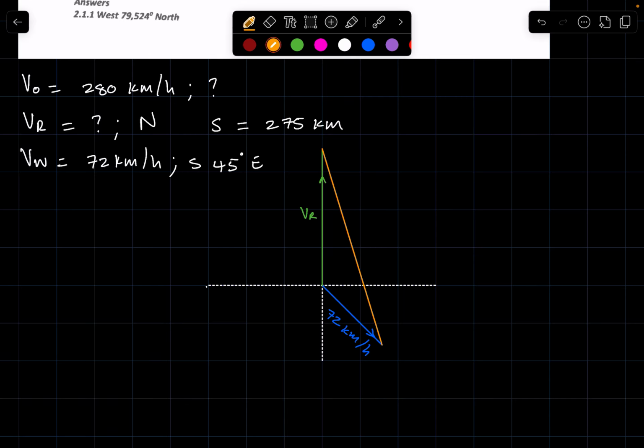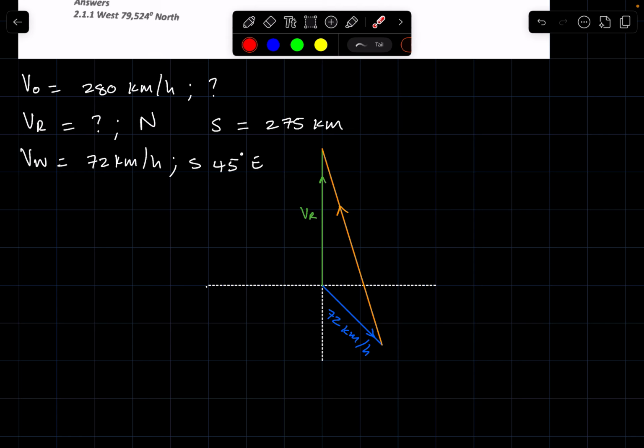Now you have to complete the vector diagram, obviously using the triangle law. As far as the triangle law, the components of VR, which are VW and VO, must follow a head to tail direction, and then VR itself must follow a direction that opposes head to tail. So if VW is going in this direction, for VO to follow a head to tail direction, it must head to this direction. And that completes essentially the vector diagram.